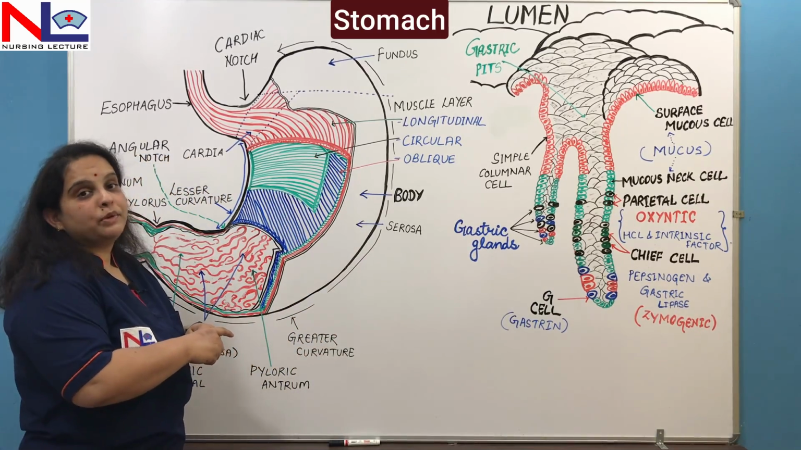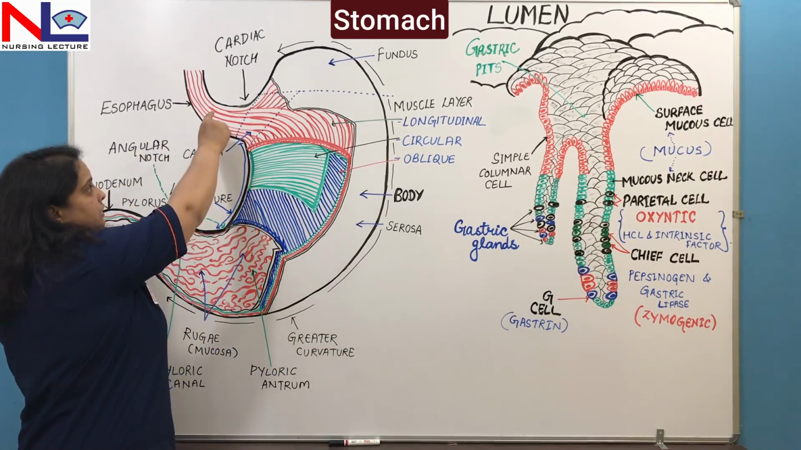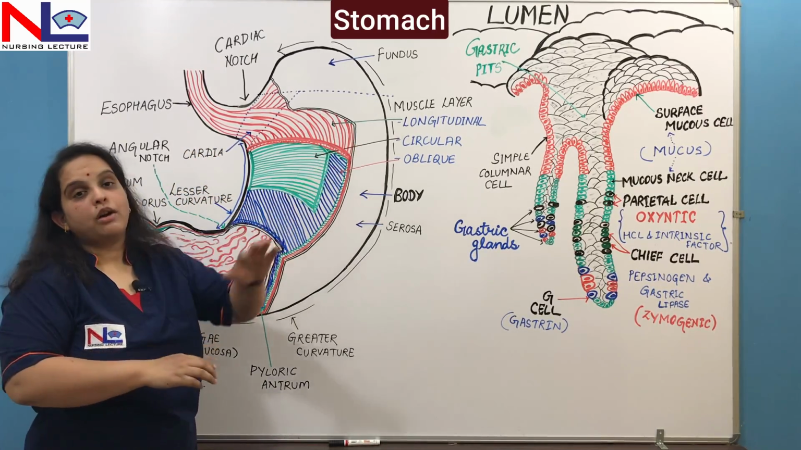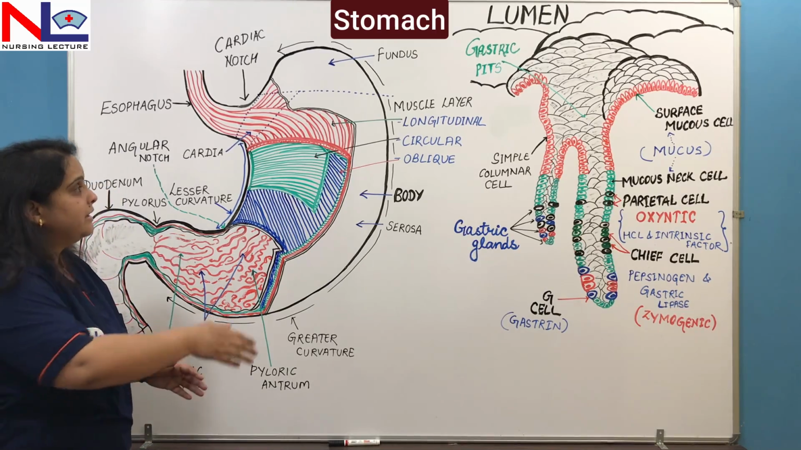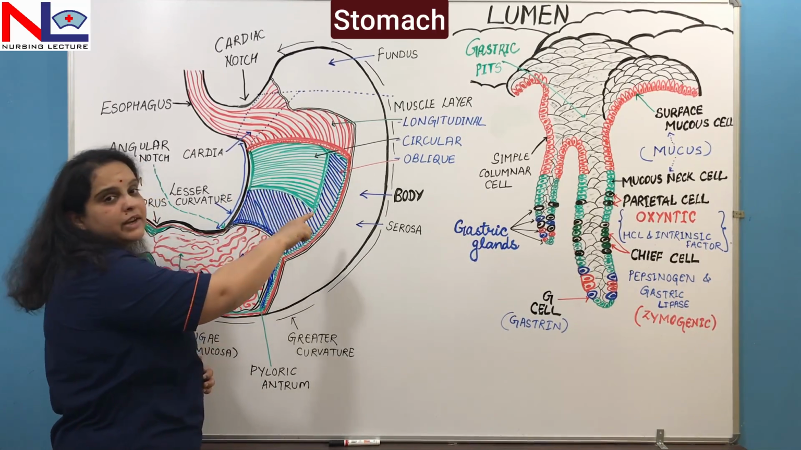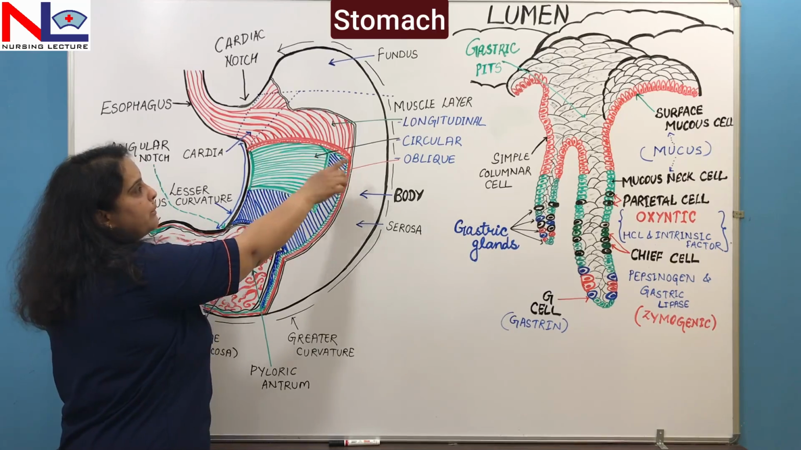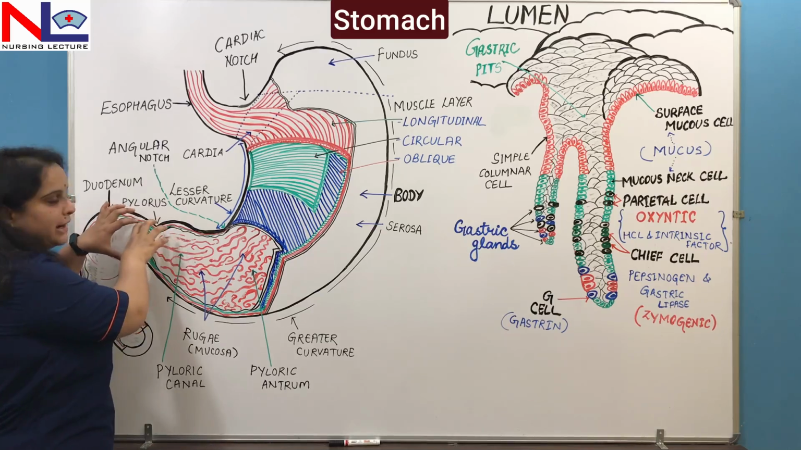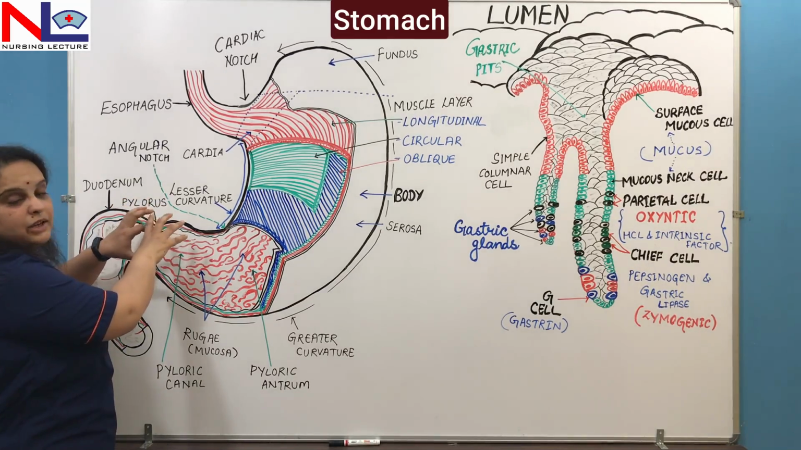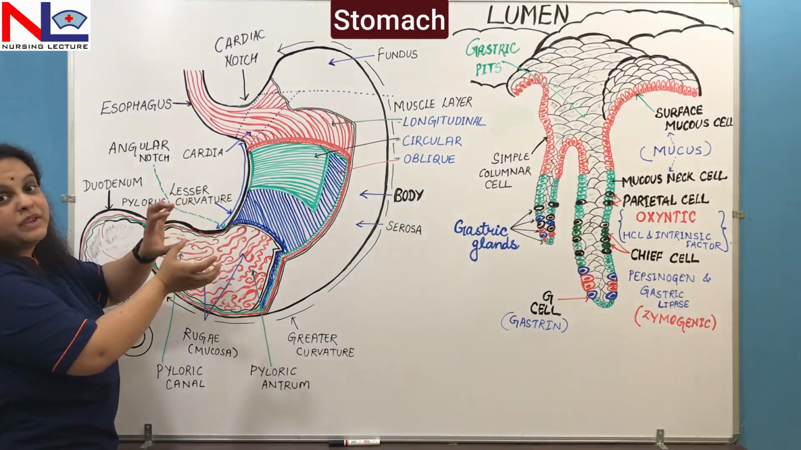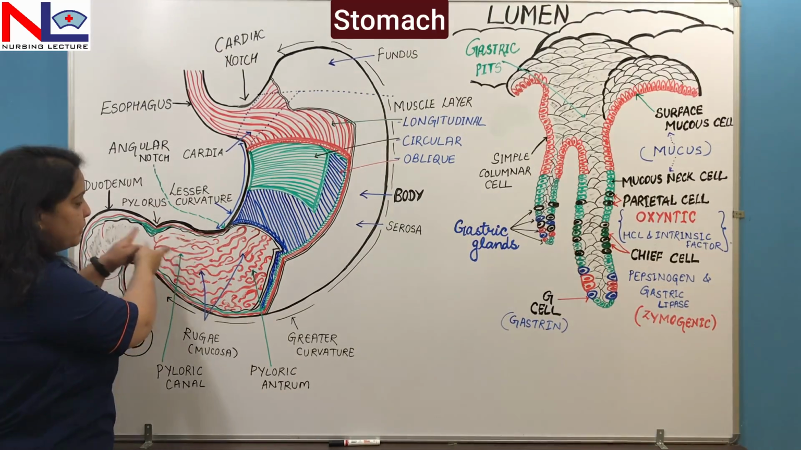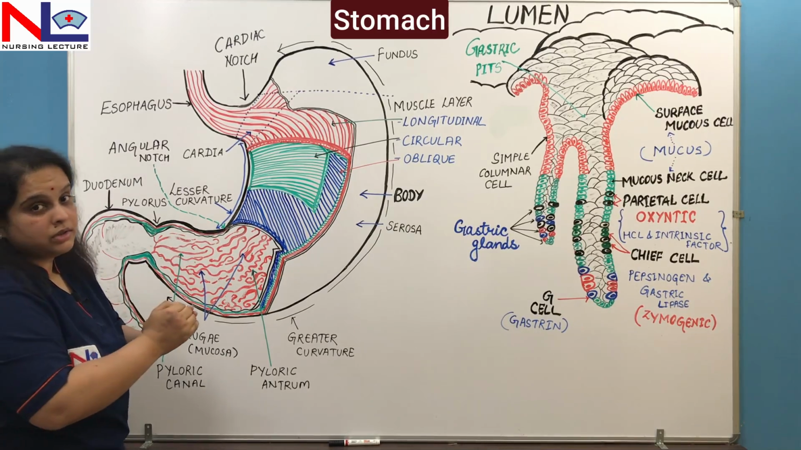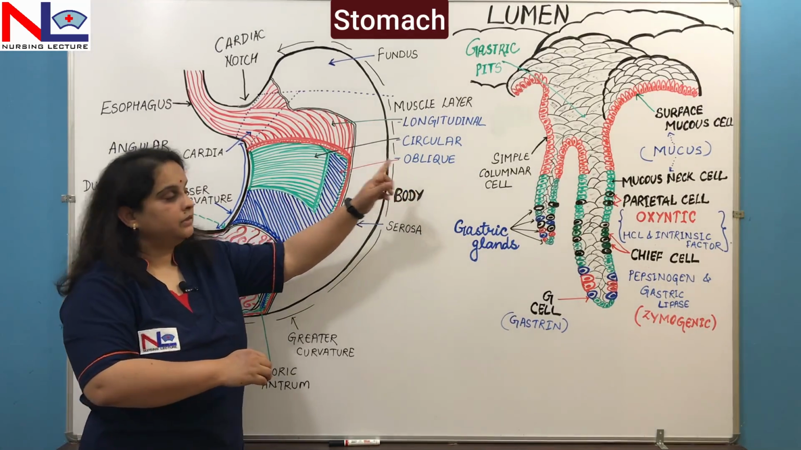The outermost or superficial layer, which is present more in the curvatures, is called longitudinal. Then the middle one is the circular, which is more abundant in the body part and the fundus part, and especially at the pyloric region, where these circular muscle fibers form a circular sphincter that controls the movement of food from stomach to duodenum. And the innermost is the oblique, the blue one.